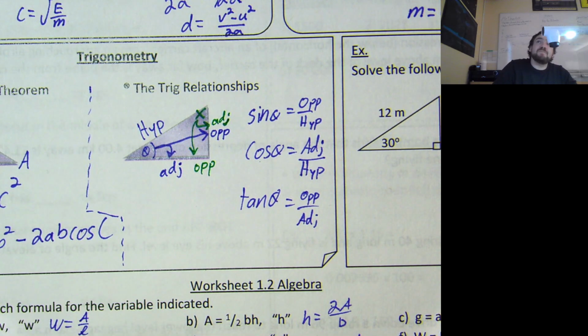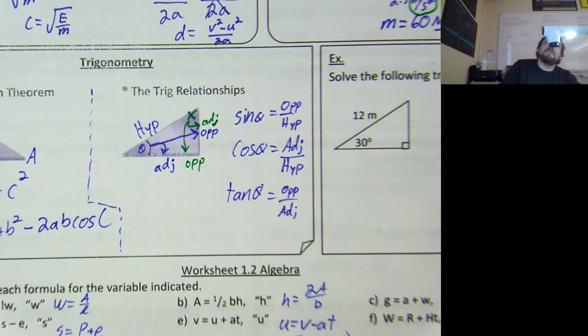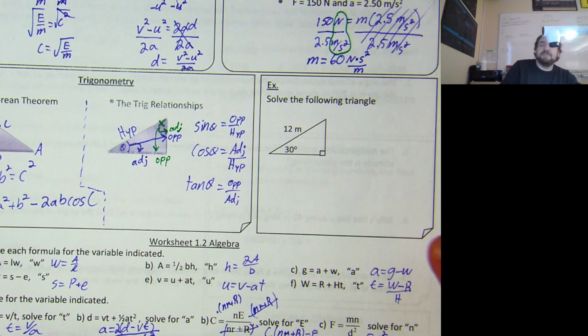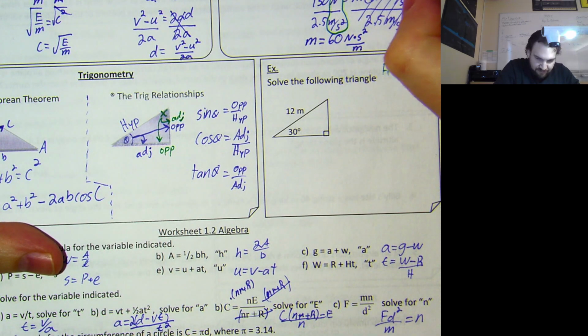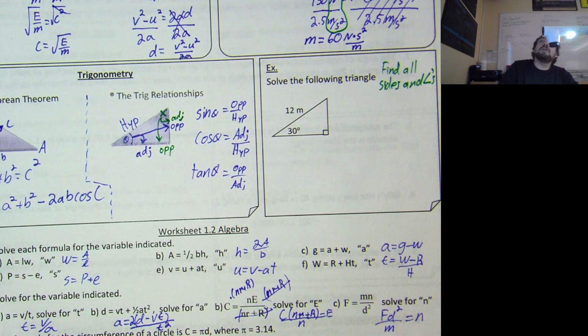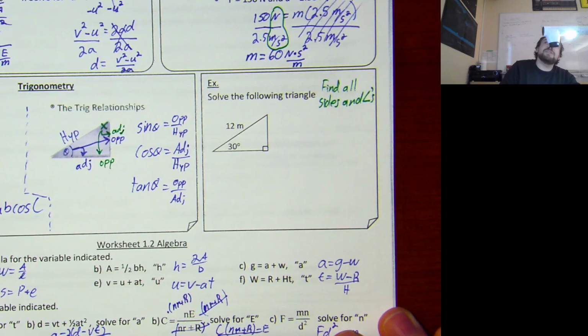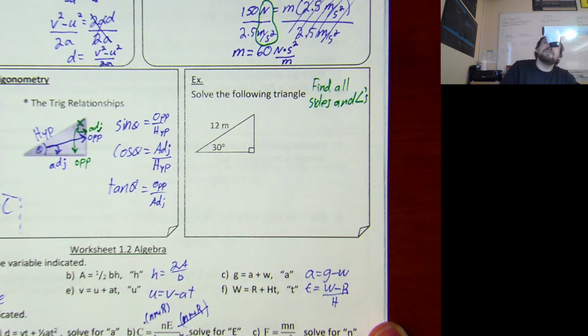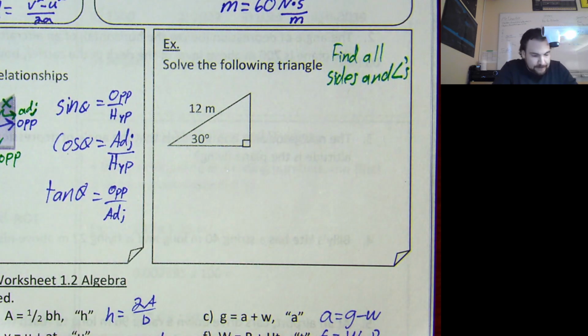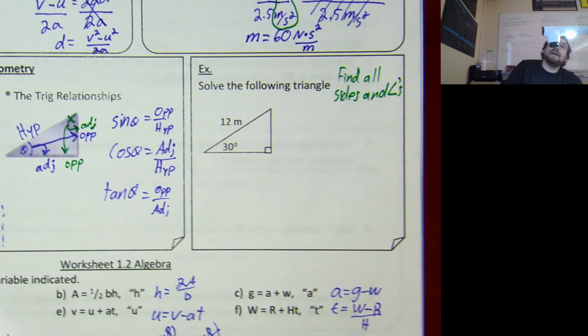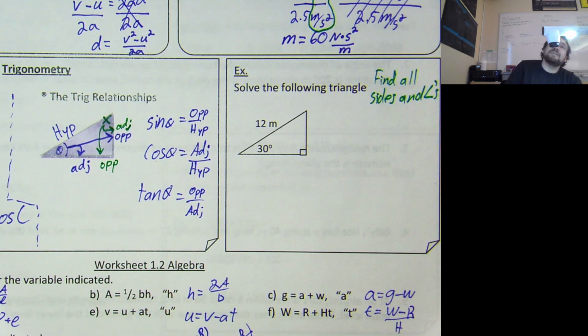So just as a general example here, we're going to solve the following triangle. And to solve a triangle means to do what to it? Yeah, find all of the missing sides and angles. So we're going to use a combination of what we looked at before to figure out everything we're missing on this triangle here.